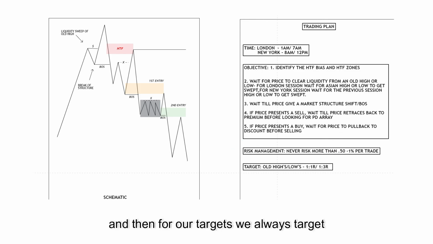And then for our targets, we always target old highs or old lows. As you can see in this sell format, we're targeting old lows, just like right here. And then we're looking for a 1-to-1 R or a 1-to-3 R, depending on how long the trade plays out. If you're a super beginner trader, always aim for a 1-to-1 R. That's going to train your mind to take your profits and not get greedy.